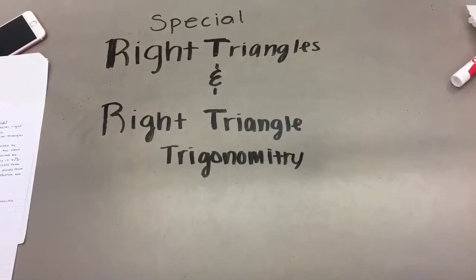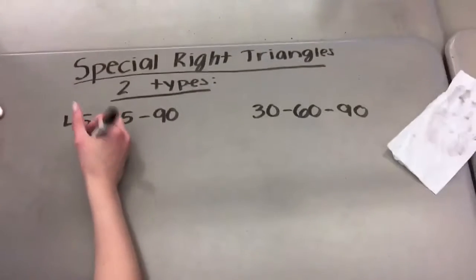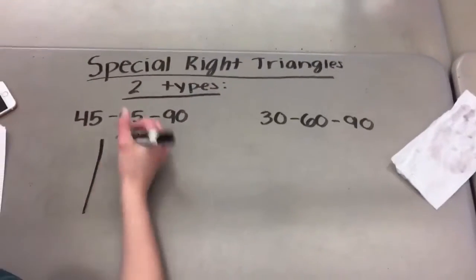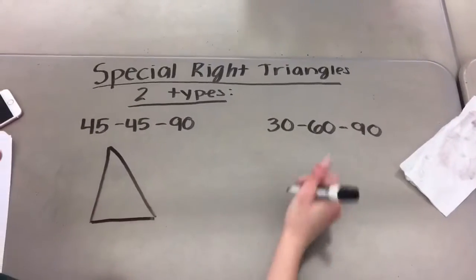Hello, today we will be reviewing special right triangles and right triangle trigonometry. There are two types of special right triangles. The first one is a 45-45-90 triangle, and the second one is a 30-60-90 triangle.